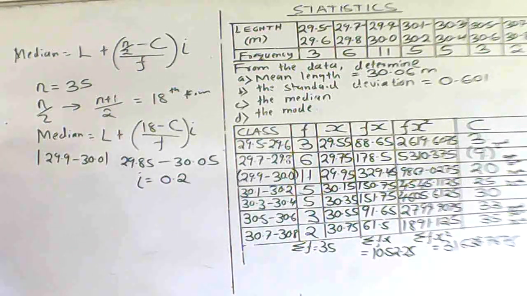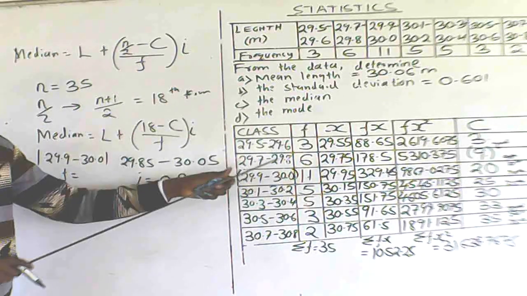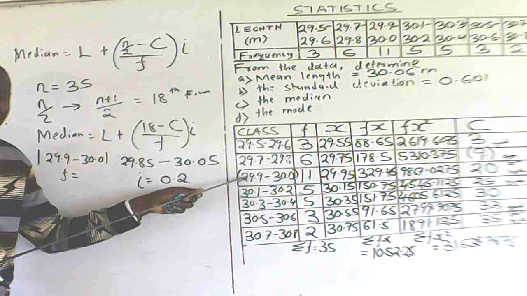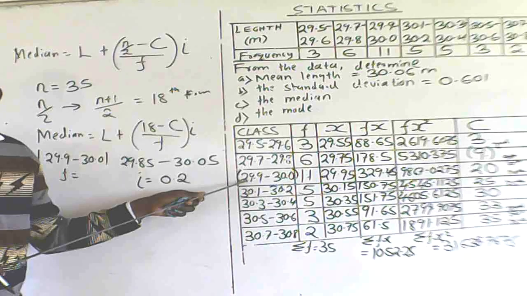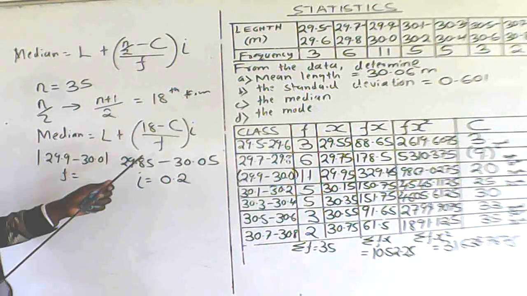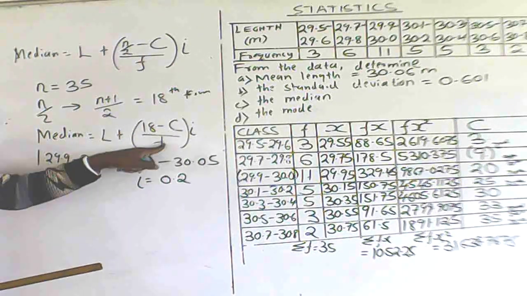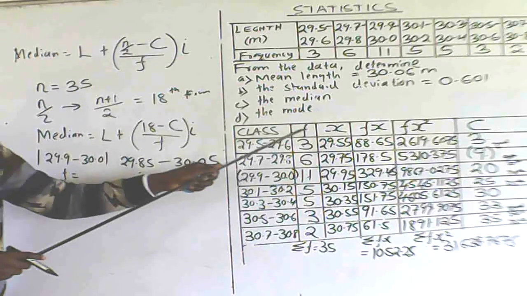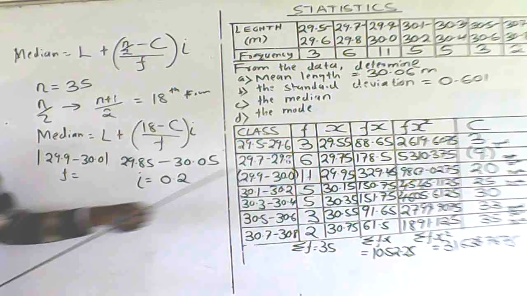0.2, isn't it? Then we also need the frequency of this class. We are getting everything for the median. It was 29.95? It cannot be 29.95. This one ended at 29.8 and this one started at 29.9. So the average of 29.8 plus 29.9 divided by 2 is 29.85. Yes. So what is the frequency of this class? Because we also need F. For the frequency of that class, you go under the F column. So what is F of the class? It's 11.